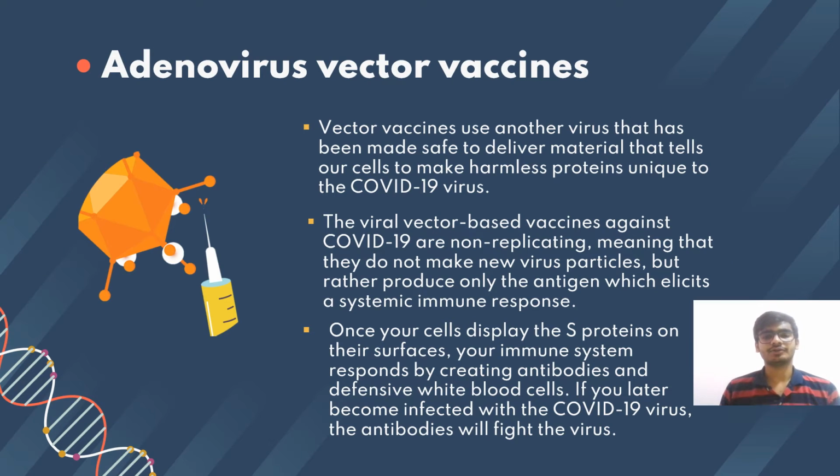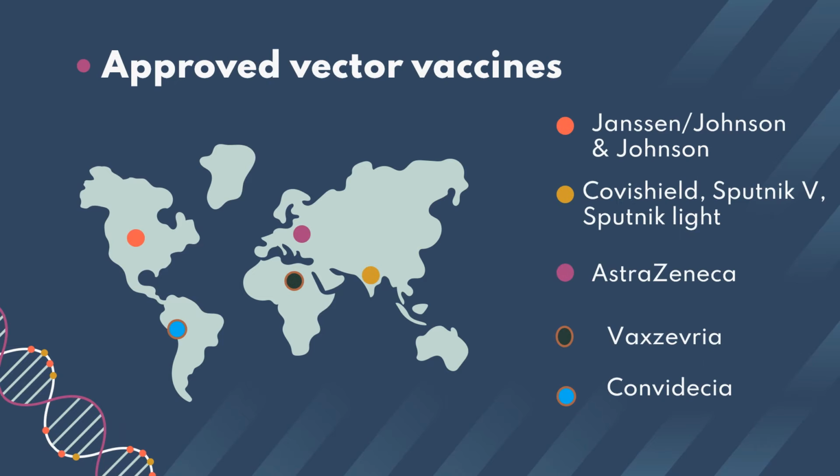Adenovirus vector vaccines are also known as vector vaccines. Vector vaccines use another virus that has been made safe to deliver material that tells our cells to make a harmless protein unique to the COVID-19 virus. It's basically like a diluted virus, which makes the immune system active against the virus. The vaccine uses S proteins on their surface, removed from the COVID-19 virus, to make this effective. These are some of the vector vaccines used across the globe to fight COVID-19.